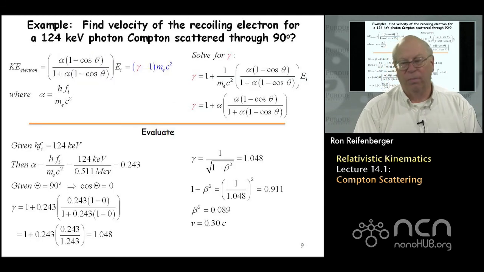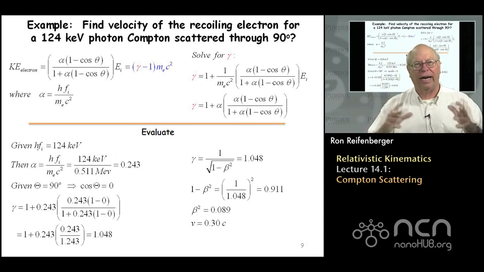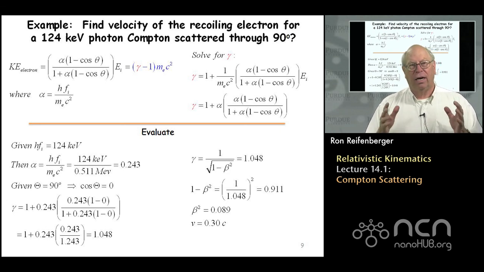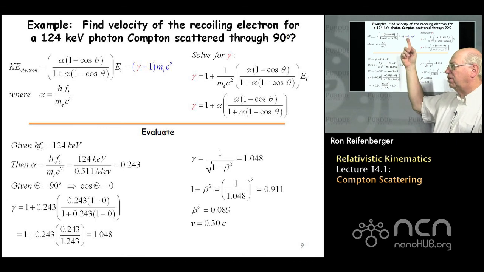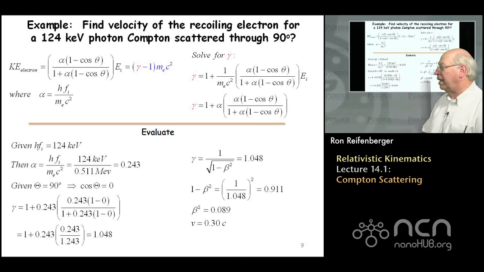The other type of question you might want to know is, the scattered electron has a certain kinetic energy, but what velocity might the electron have for that particular kinetic energy? Here, I'm trying to remind you what the formula for relativistic kinetic energy is. This is an equation we derived in the previous lecture: gamma minus 1 times the rest mass energy of the electron, m sub e c squared. So I just set the kinetic energy of the electron equal to this relativistic expression for kinetic energy.